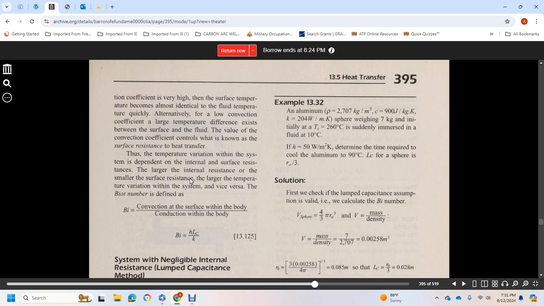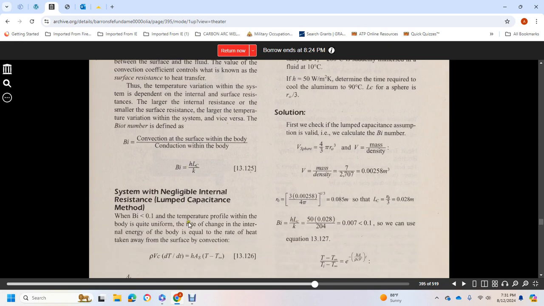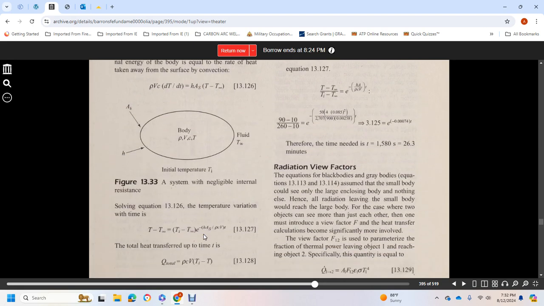The Biot number is defined as convection at the surface over conduction within the body. For systems with negligible internal resistance, we use the lumped capacity method. Here the Biot number is less than 0.1, and the temperature profile within the body is quite uniform. The rate of change of internal energy of the body is equal to the rate of heat taken away from the body by convection.